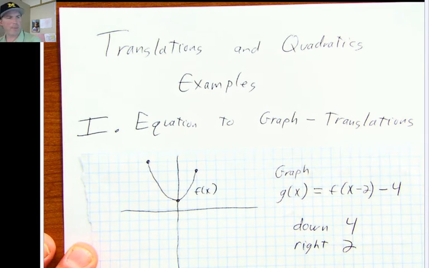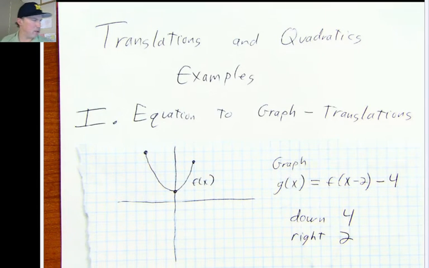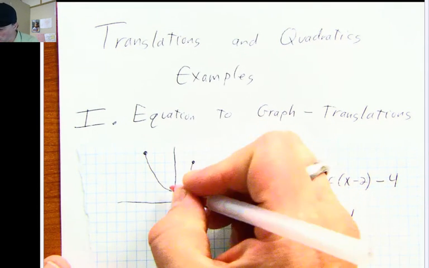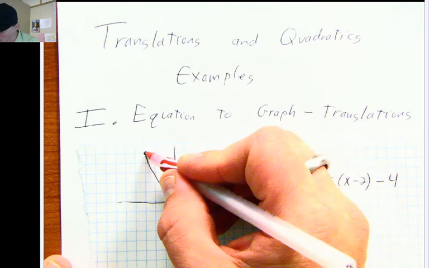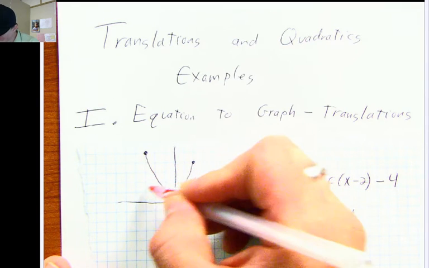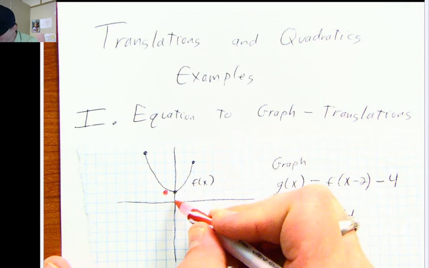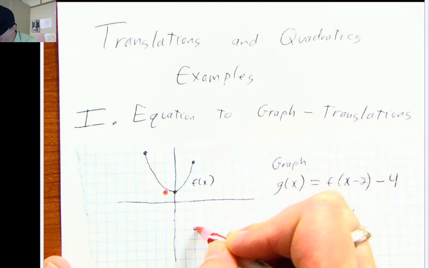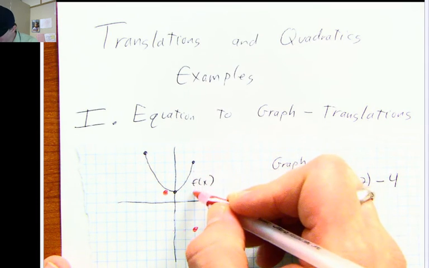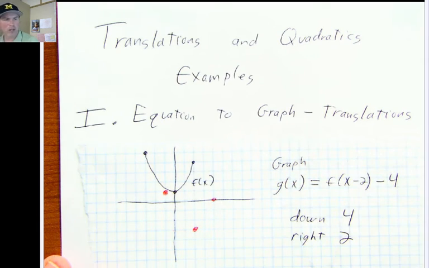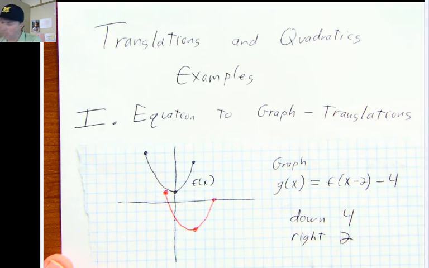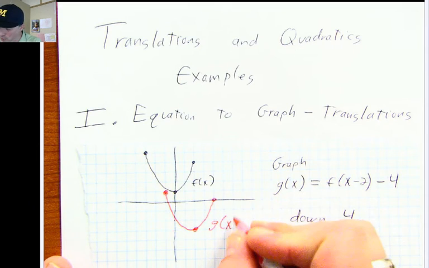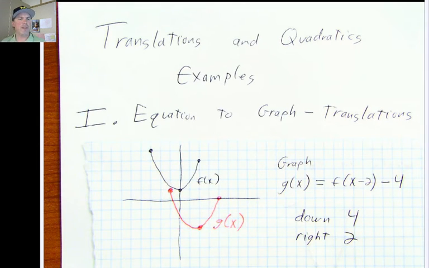So at that point, you just need to take your f of x, your 3 main points, and we're going to travel down 4 and right 2. My first main point, down 4, right 2. Second point, down 4, right 2. Third point, down 4, right 2. You have your 3 points then clearly labeled. Connect the dots, and be sure to label that this is your g of x graph. That would be the technique if you were using graph paper.